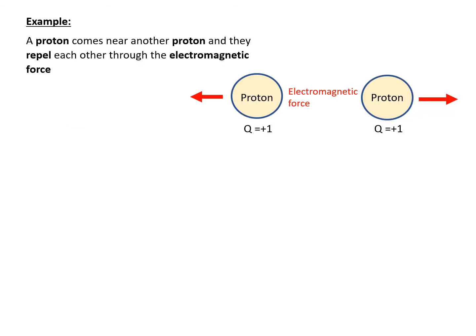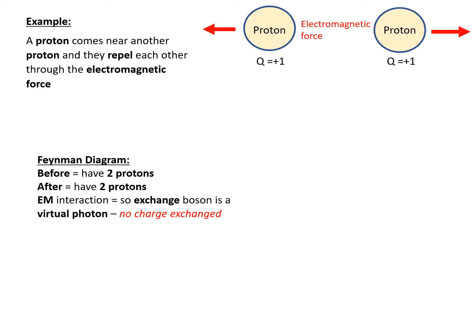So here's an example. We've got a proton and another proton, and they interact through the electromagnetic force and they repel each other. We always have to ask the same set of questions whenever we draw a Feynman diagram. What are the particles before the interaction? What are the particles after the interaction? And which force is it?